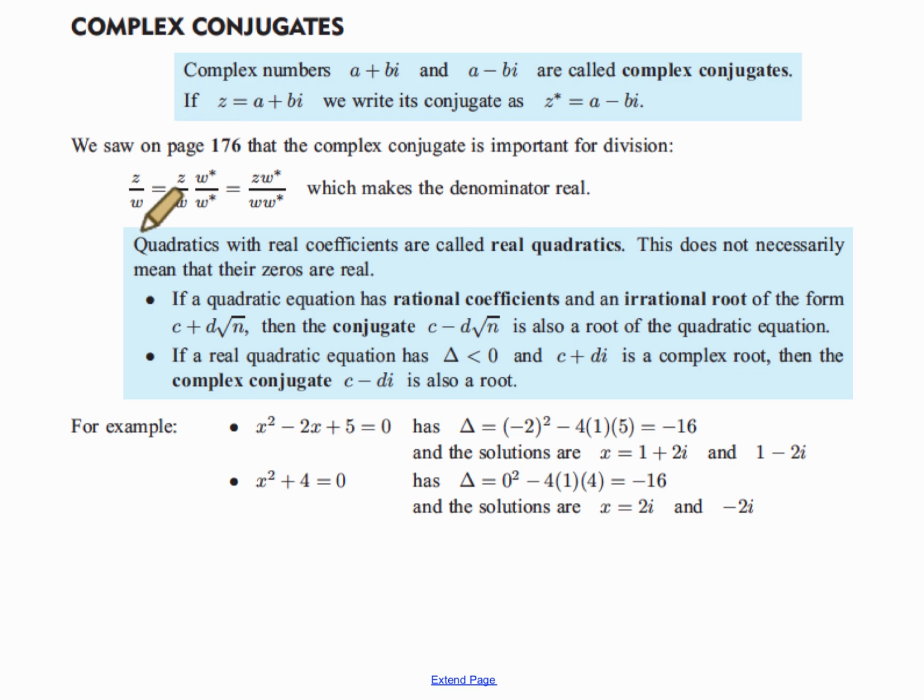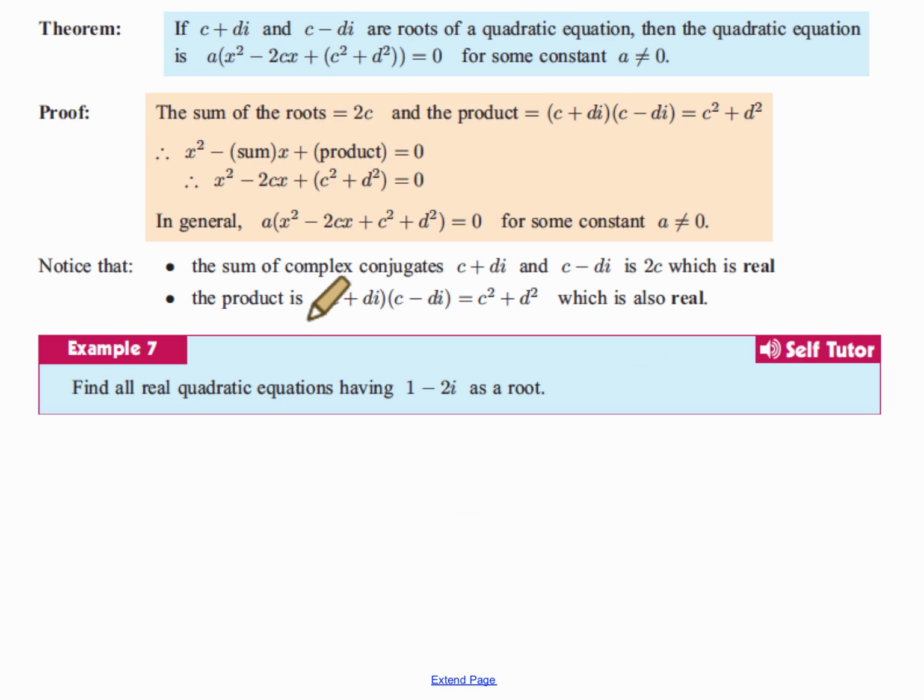We've already done work with it. We'll talk more about this in class here. We get a theorem: if c plus di and c minus di are roots of a quadratic equation, then the quadratic equation is a times x squared minus 2cx plus c squared plus d squared equals 0, for some constant a not equal to 0. There's a proof here, which we will talk about in class.